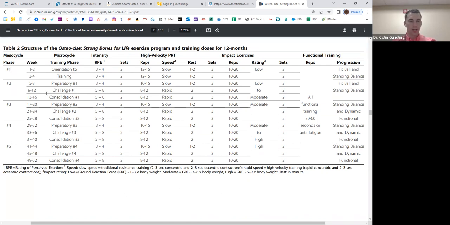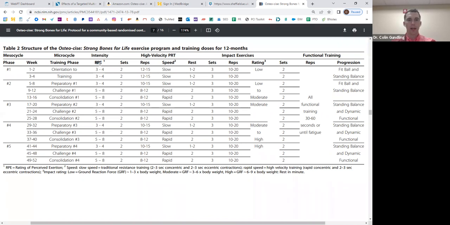It's broken up into cycles, and within those cycles, there are more cycles. So there are these phases, 1, 2, 3, 4, 5, and then you have this first week of orientation to training, right? Remember what I was talking about, we don't want to throw you right into the lion's den right away. We've got to slowly build things up, and you can see we're at a higher rep scheme here, even with the high intensity stuff.